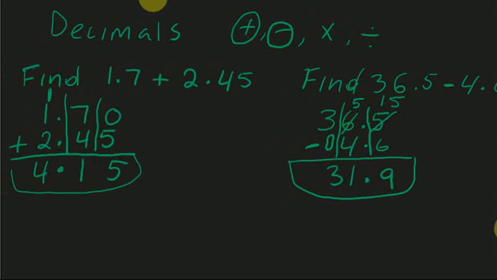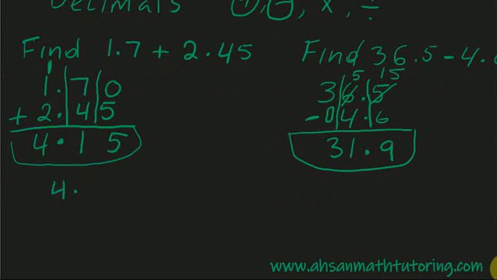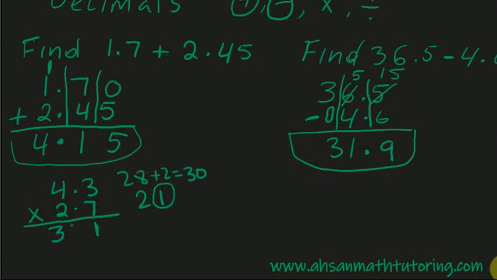Now I'm gonna start doing multiplication. Let's say you wanna multiply two numbers. Let's say 4.3 times 2.7. And right there we see 7 times 3 is 21. 1 goes there, and 2 we carry. 7 times 4 is 28. 28 plus the 2 we had is 30 there.